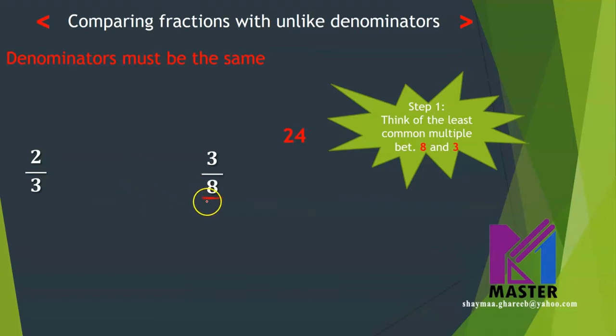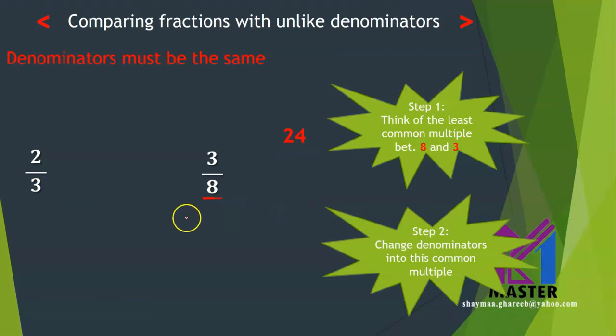So now I will change both denominators to be 24. 3 to be 24, I will multiply it by 8. And I will do exactly the same with the 2. So it will be multiplied by 8, which is 16. Then I will do the same with the second fraction. I will change this 8 into 24. How? Multiply the 8 by 3. And I will do exactly the same with the 3. So it will be 9.